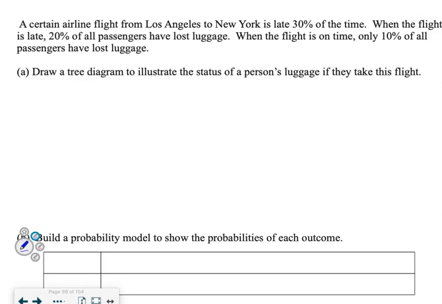It says a certain airline flight from Los Angeles to New York is late 30% of the time. When the flight is late, 20% of all passengers have lost luggage. When the flight is on time, only 10% of all passengers have lost their luggage. Draw a tree diagram to illustrate the status of a person's luggage if they take this flight. All right.